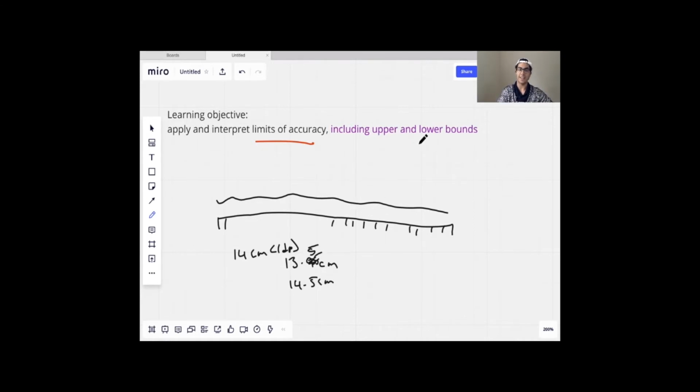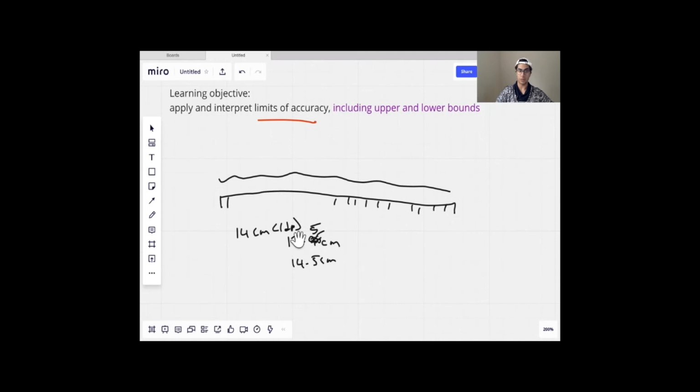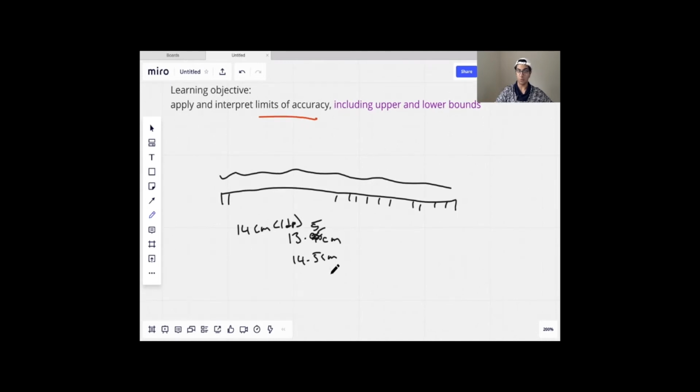This is where upper and lower bounds come in. When I tell you it's 14 centimeters to 1 dp, at most it could have been 14.5, and at least it could have been 13.5. So this is the lower bound, and this is the upper bound.